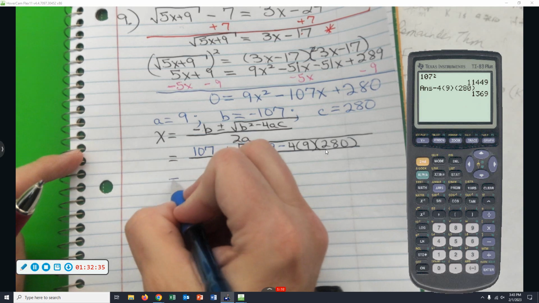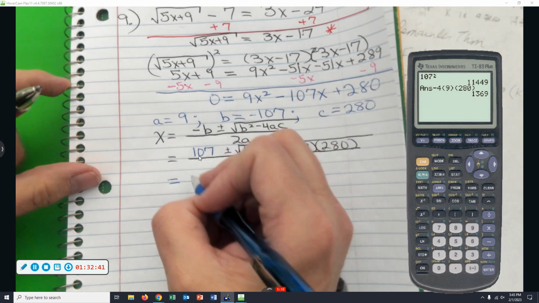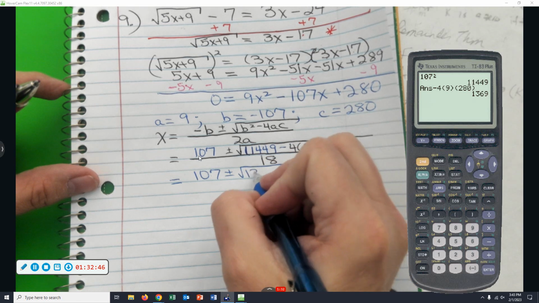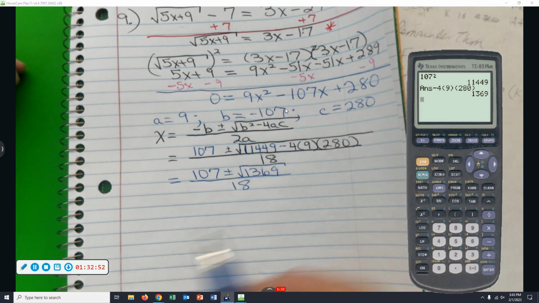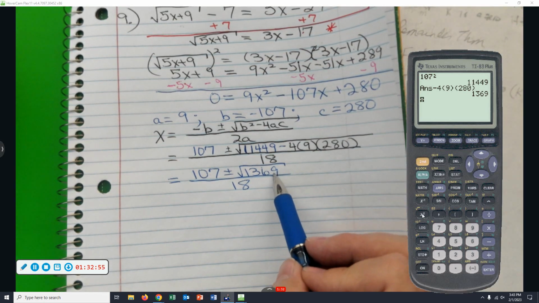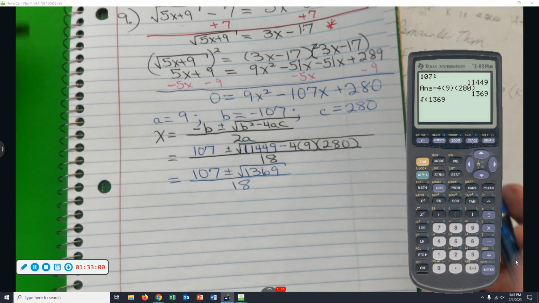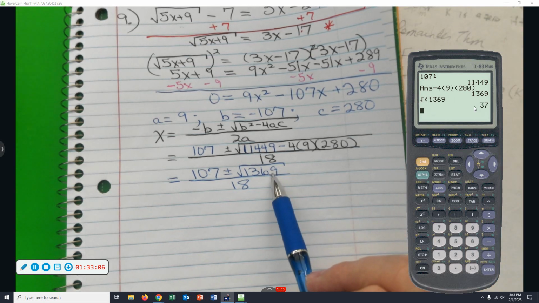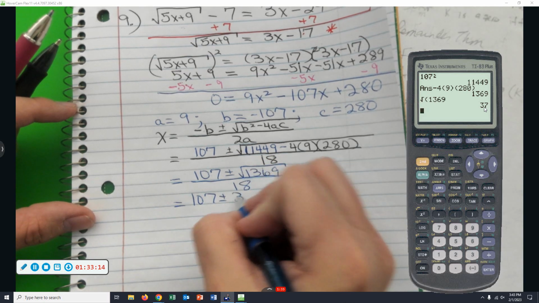So that big number is going to be 13. Okay, so we have 107 plus minus the square root of 13, what is that? 1369 over 18. Is 1369 a perfect square? I claim it is, because this problem number 9 is always factorable. And if it's factorable, you can't get a leftover square root when you're using the quadratic formula. The square root of 1369 is? 37. 37, okay.